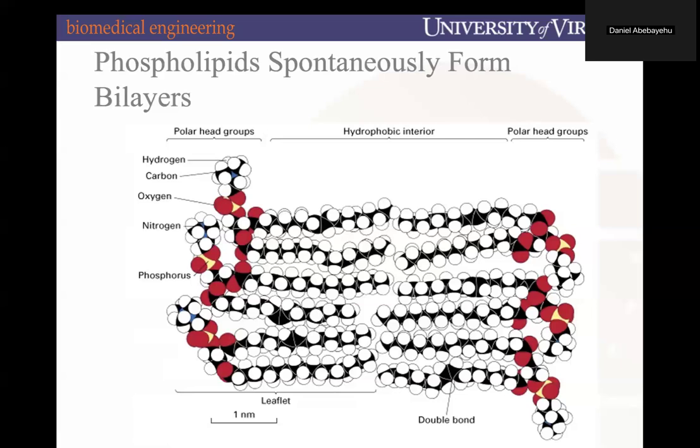So all phospholipids, looking here, every single one of these phospholipids has the fatty acid chain, has the glycerol group, and has the phosphate group.